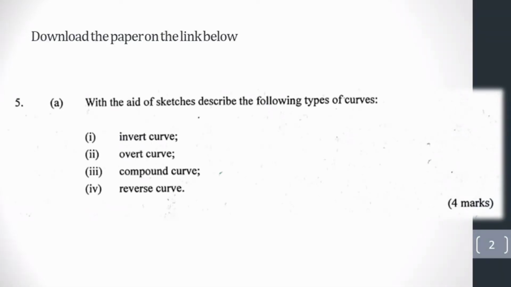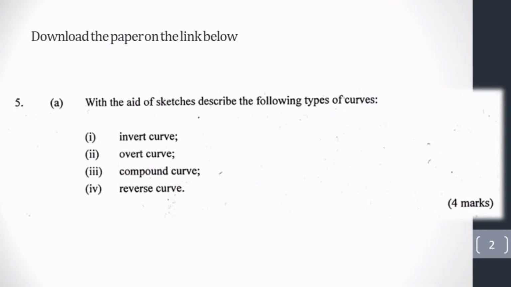Let's go ahead. The question paper, you can download it on the link below in the description. Just check there and download the whole question paper. Question number 5. With the aid of sketches, describe the following types of curves. There we have 4 curves: the invert curve, overt curve, compound curve, and the reverse curve. A total of 4 marks.